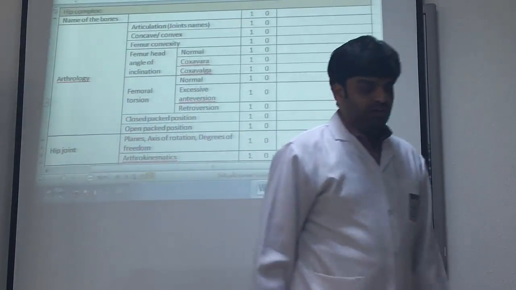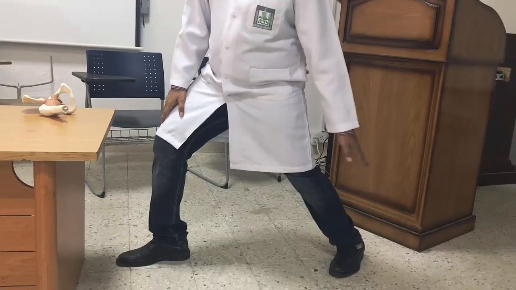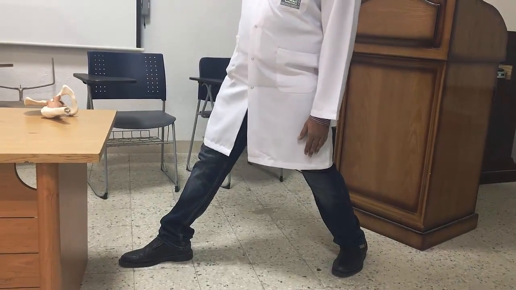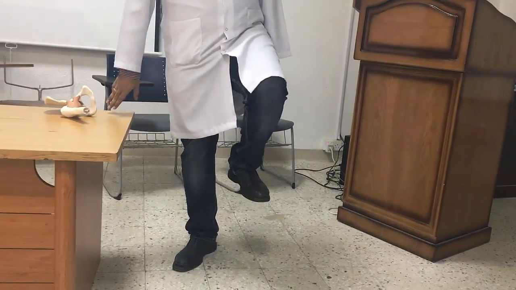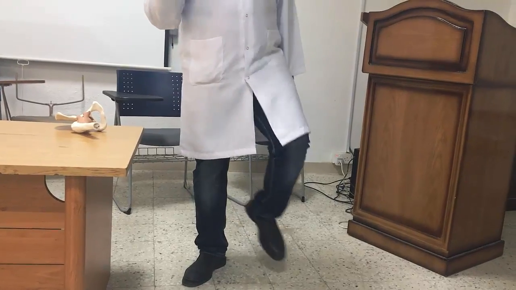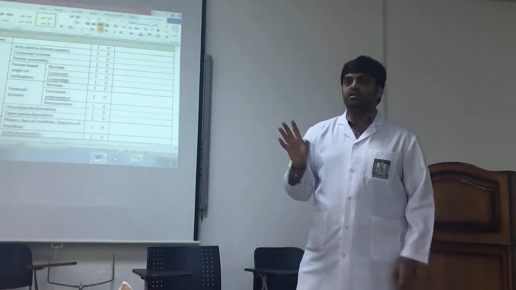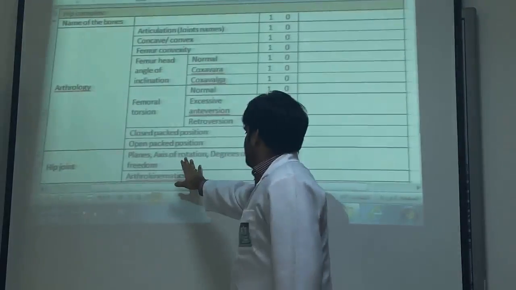What is the closed pack position? As I told you, this one. Hip extension, slight abduction, slight internal rotation. So it carries 1 mark. Closed pack position. Open pack, hip flexion to 90 degrees. The foot is away from the ground. That's it. Don't confuse open pack and closed pack. Clear? Then, what are the motions, planes and axes?